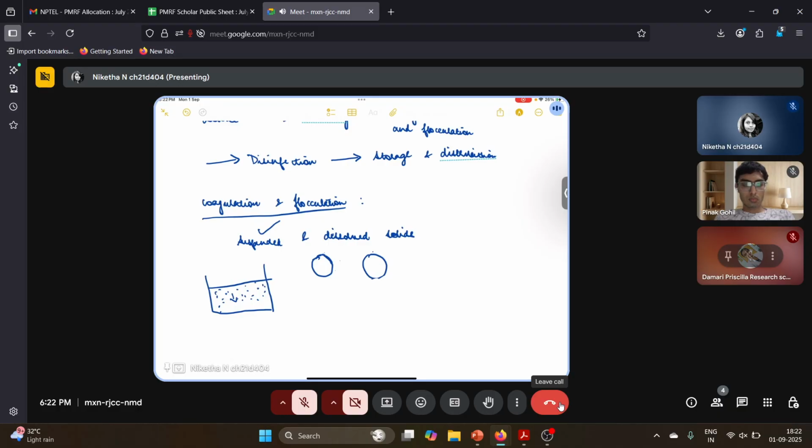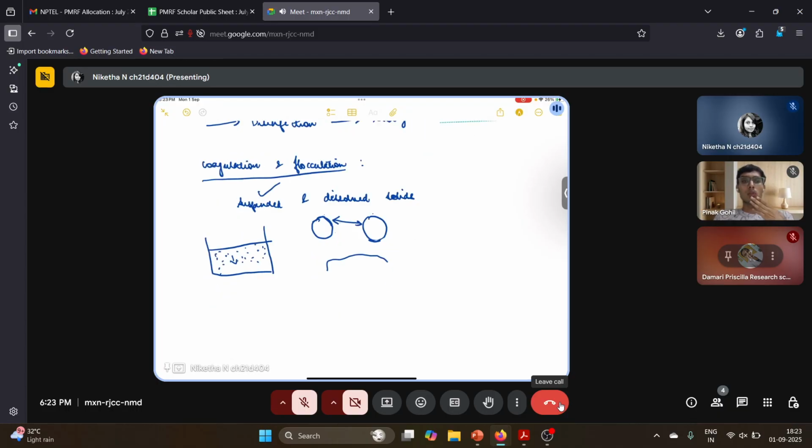There is no repulsive force acting on them. And because of van der Waals force of attraction, these particles get attracted towards each other and come closer. So when these two particles come closer, they fuse together, they become a bigger particle. So what happens when the size of the particle increases? Its weight also increases, its mass increases, and because of that, it becomes easier for it to settle down.